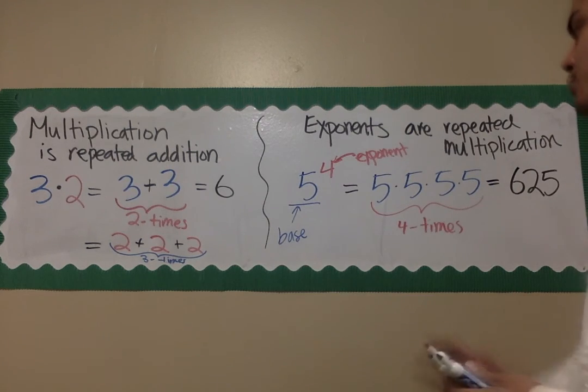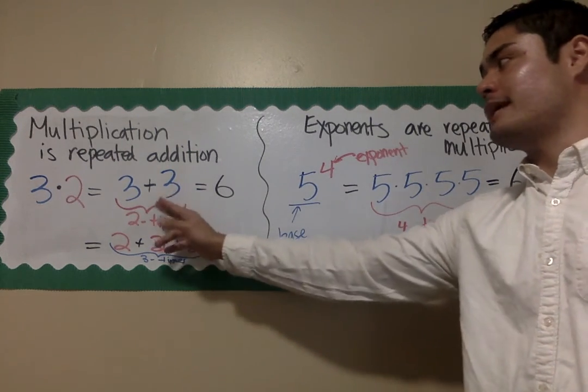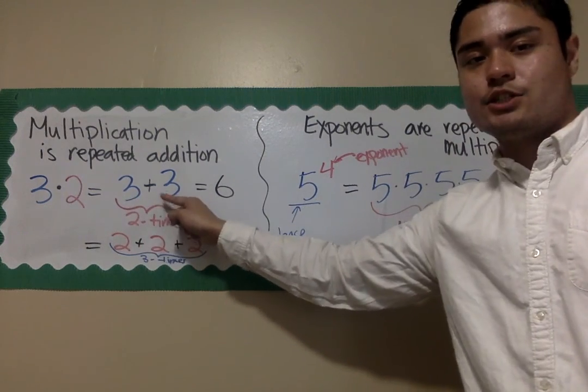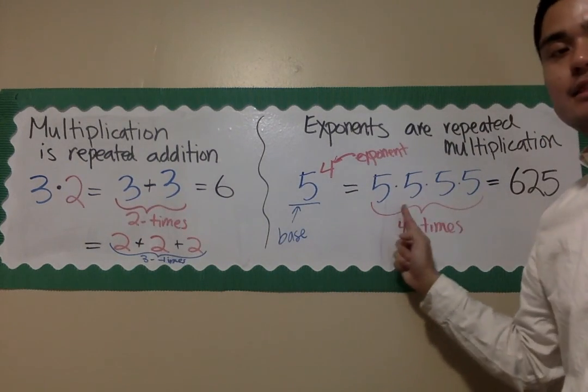So the difference between an exponent and multiplication is that with multiplication you're repeating the addition, and with exponents you're repeating the multiplication.